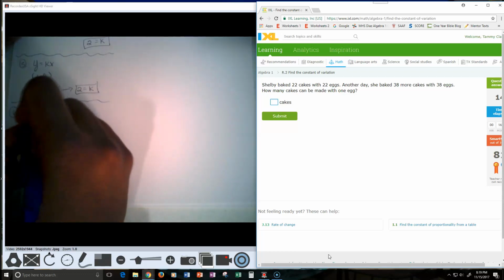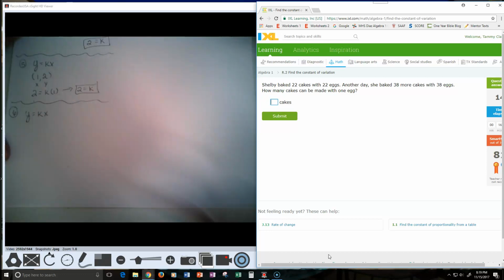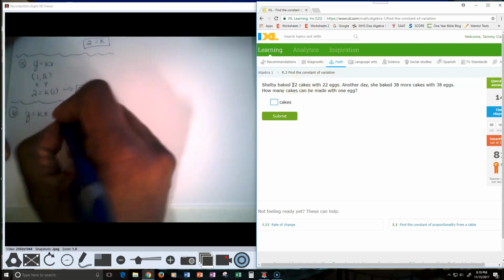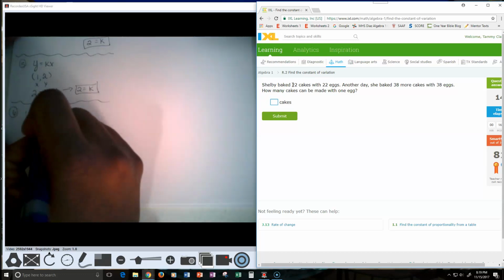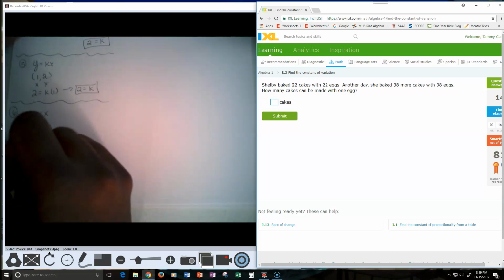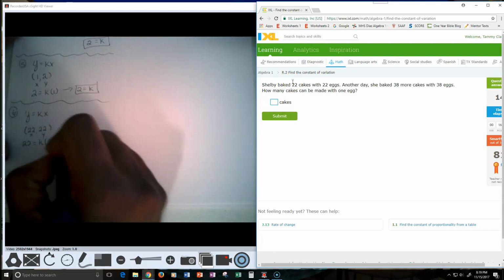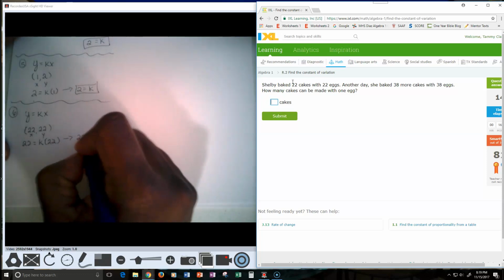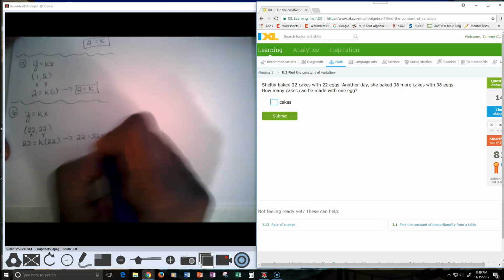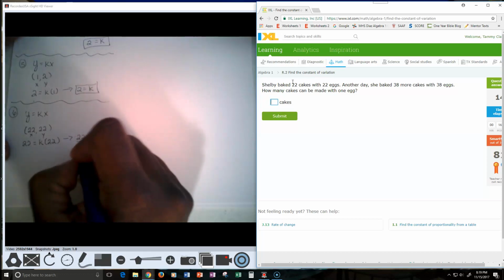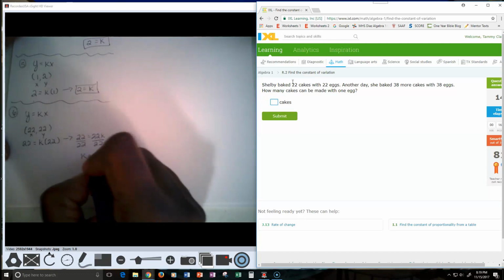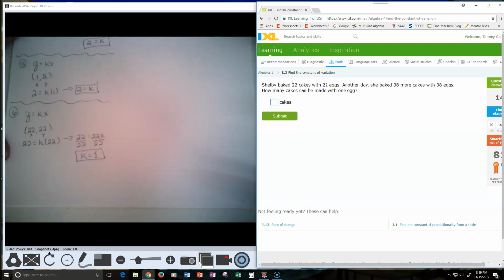So we do the same thing. Y is equal to K multiplied by X. Well, we have an ordered pair. She bakes 22 eggs, which is the input, and she gets out 22 cakes. So we would write our ordered pair as 22, 22, and replace like we did before. So 22 equals K multiplied by 22. Rewrite it if you need to. 22 is equal to 22K. Divide by 22 on both sides of the equation. Therefore, K is equal to 1, meaning the number of eggs that she needs to use per cake is 1.